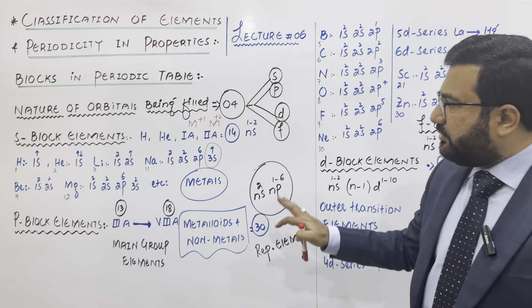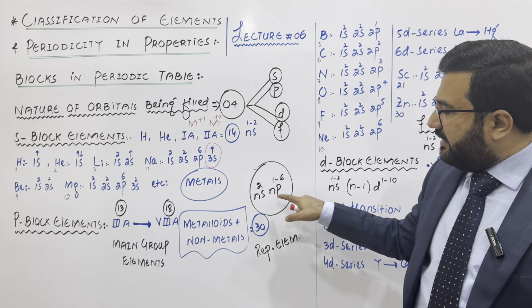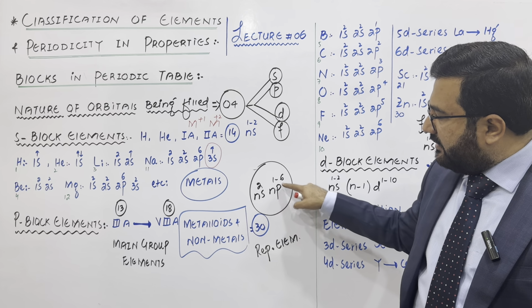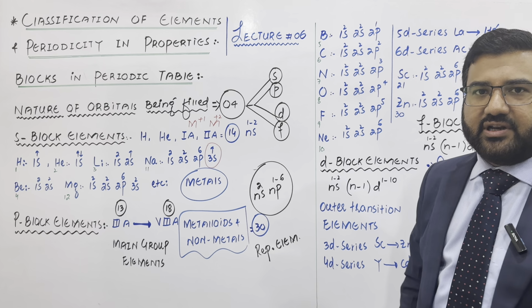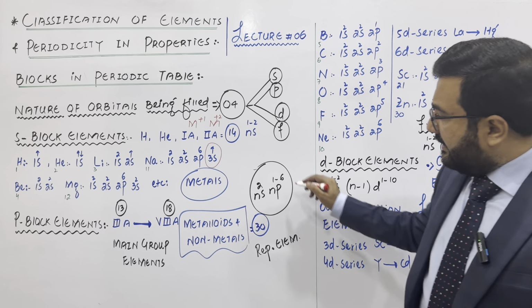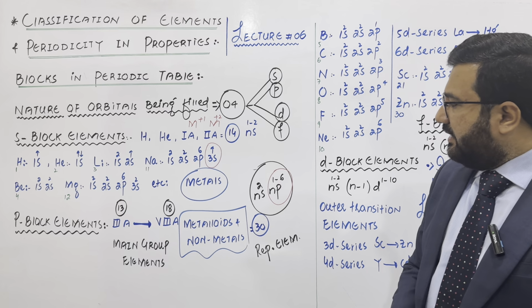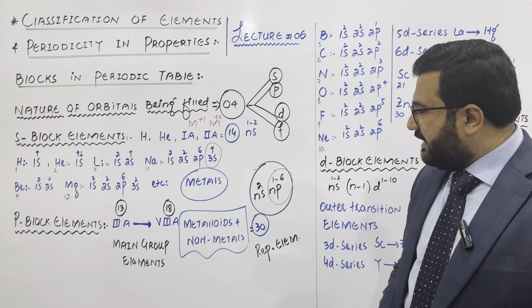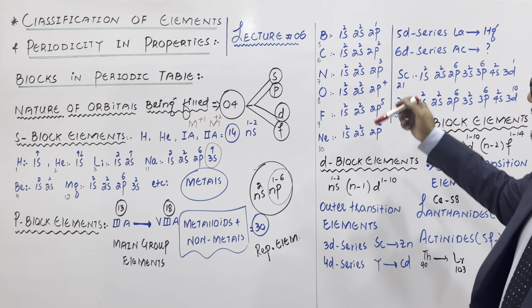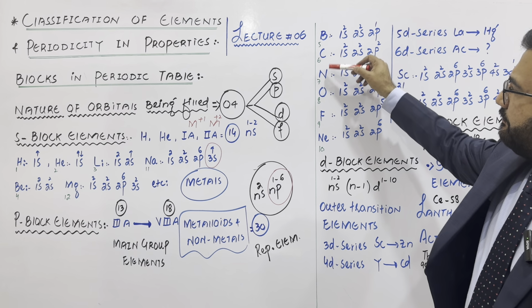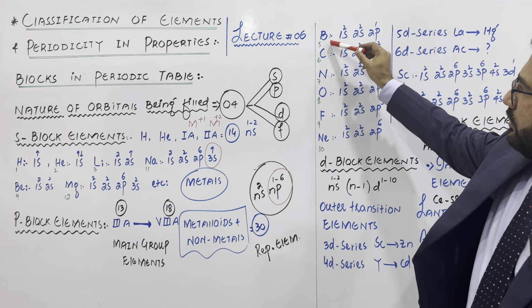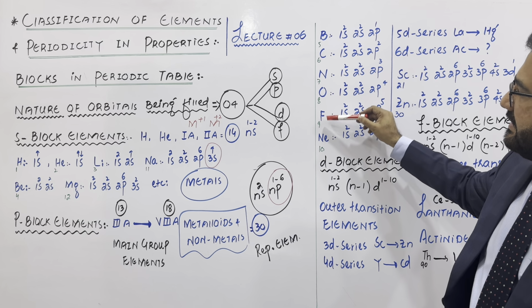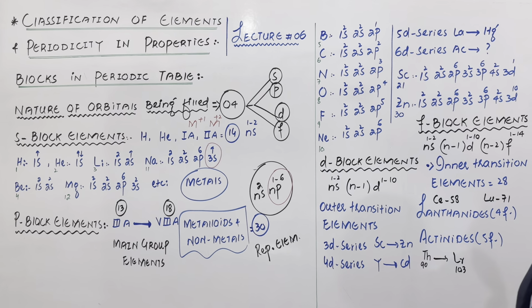Now the general electronic configuration will be that in the valence shell there will be 2 electrons in the S subshell, and there will be 1 to 6 electrons in the P subshell. So finally their P subshell will be under the process of completion, as electrons are being filled in the P subshell. My dear students, I have taken one example from each group: boron from 3A, carbon from 4A, nitrogen from 5A, oxygen from 6A, fluorine from 7A, and neon from 8A.